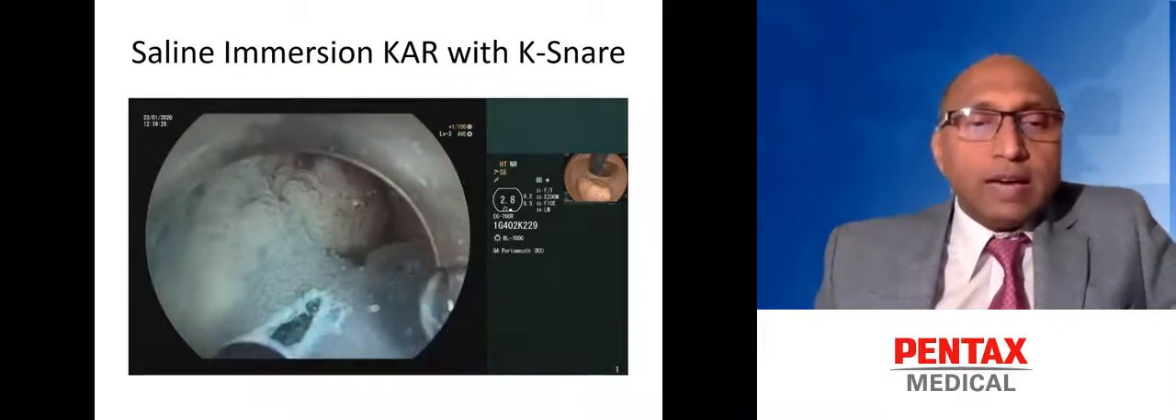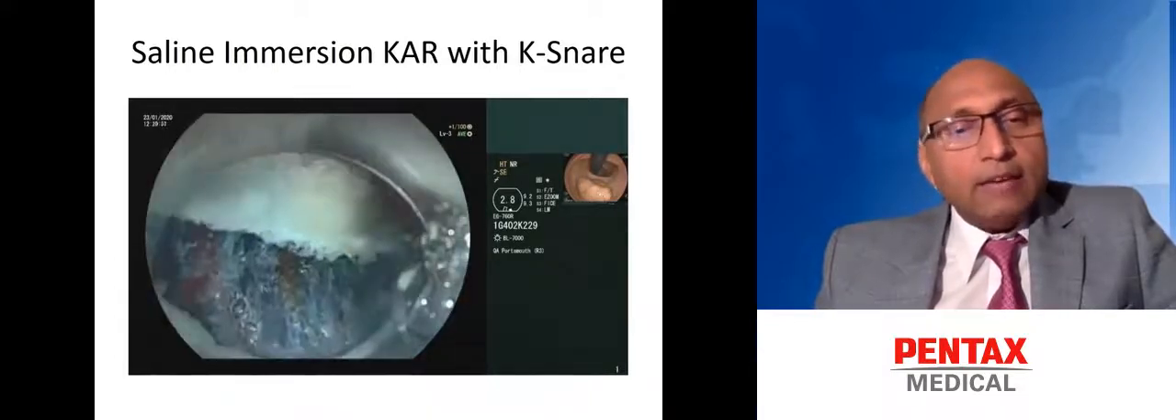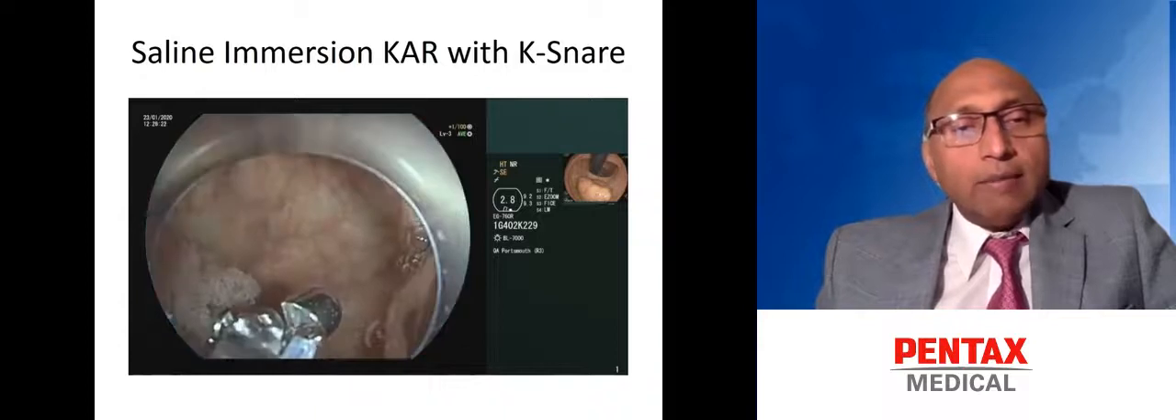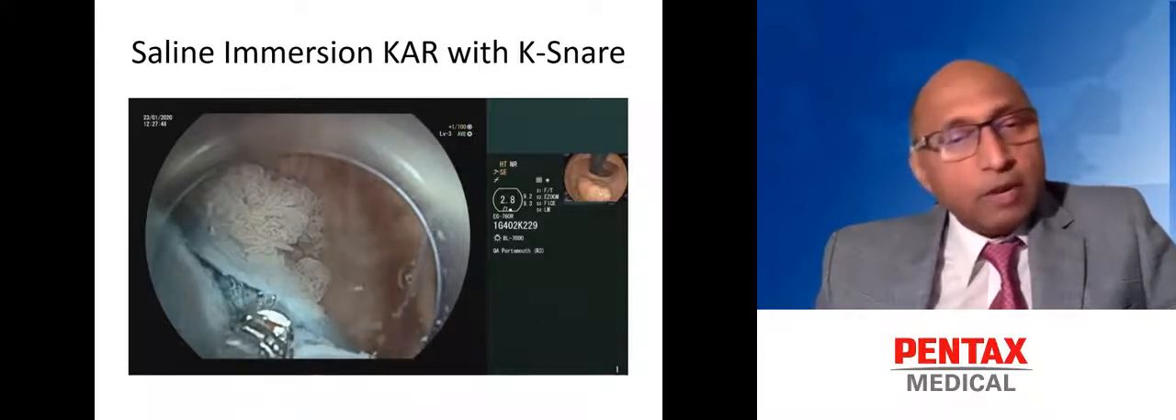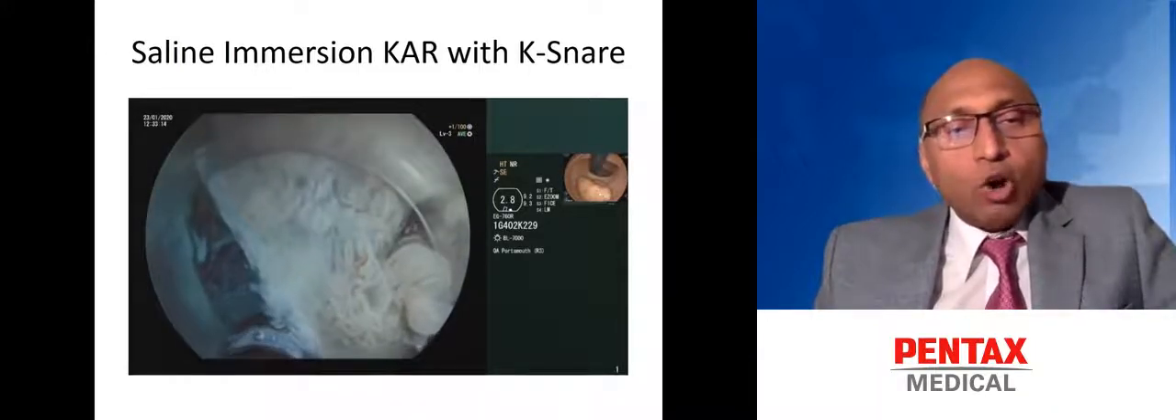So you can see here, I've deflated the colon completely and I've immersed this polyp under saline. So it's completely immersed under saline, and I'm cutting with the tip of the K-snare using it as a knife around it. There's a large vessel, as you saw there. I'm using this bipolar hemostatic forceps from Pentax to coagulate that vessel before I cut it. And then we can carry on again underwater, under saline.